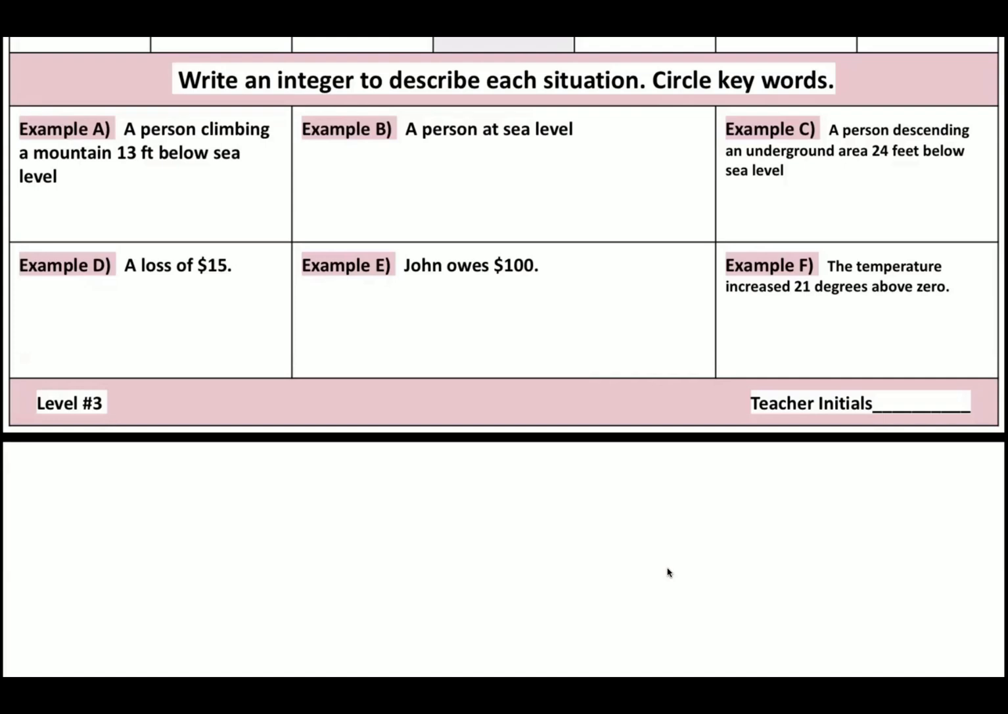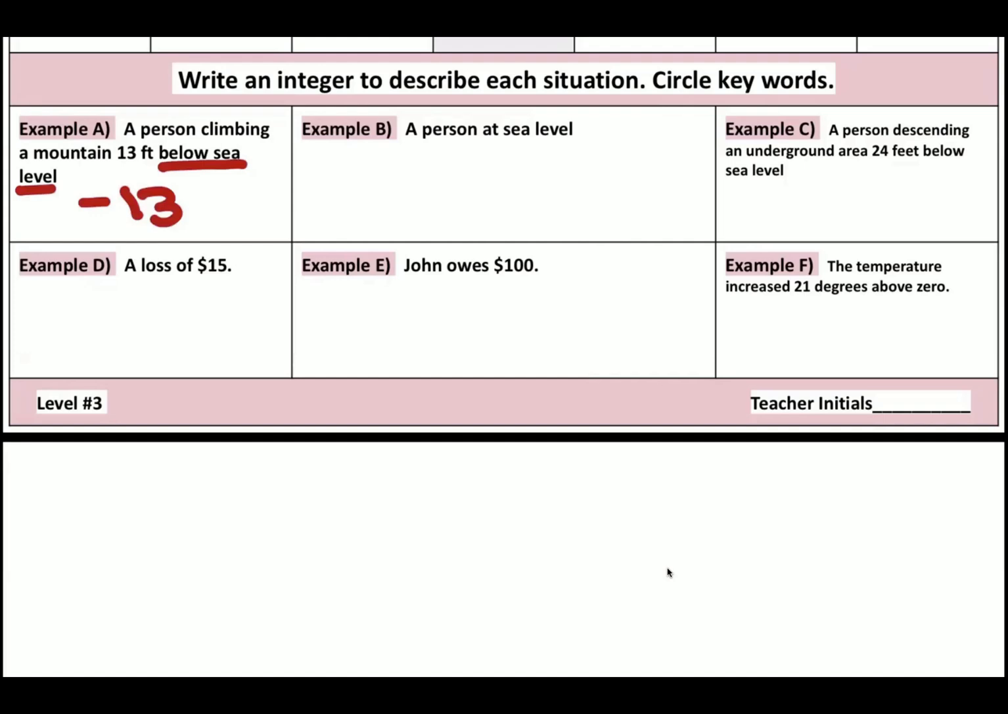Example A says a person climbing a mountain 13 feet below sea level. Okay, so I know below sea level is a signal for negative numbers. And since we're talking about 13, it will be -13. Complete B through F on your own, then come back to the video.